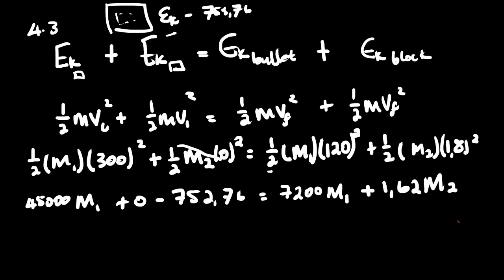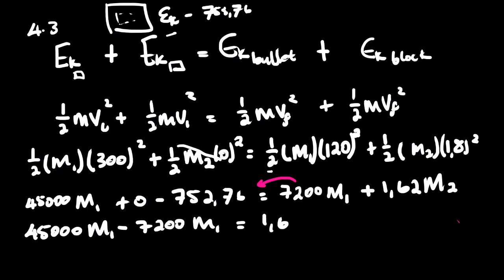Okay, and then when we continue simplifying, actually let us group the like terms. We take it to the other side. We have 45,000 m1 minus 7,200 m1. It's equals to 1.62 m2. Actually, there is a mistake here. I should put this minus 752.76 equals to 1.62 m2.